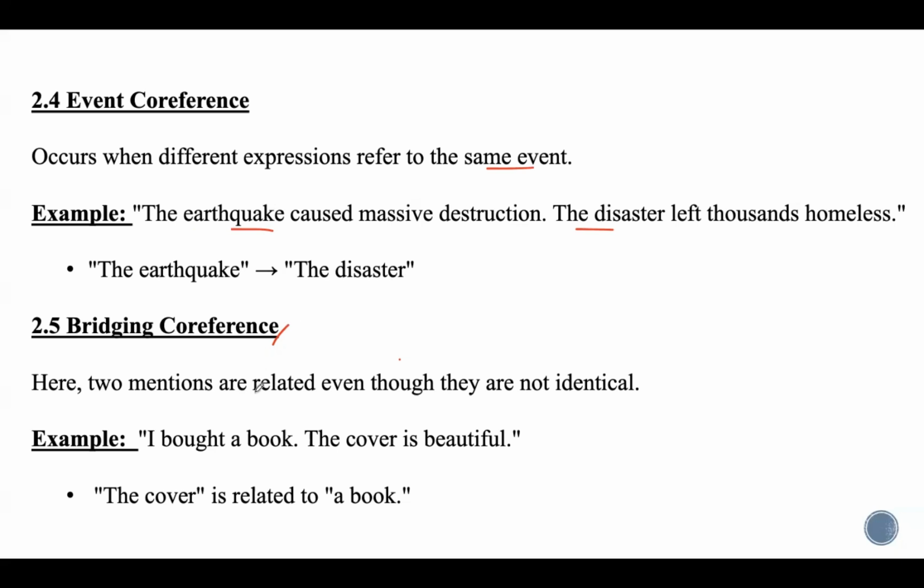So, here "a book" is the antecedent in the first sentence, and "the cover" in the second sentence is the anaphor. So, even though the cover is not explicitly mentioned in the first sentence, we infer that the cover belongs to the book because books typically have covers. So, this inference relies on world knowledge, our understanding that books and covers are conceptually related.